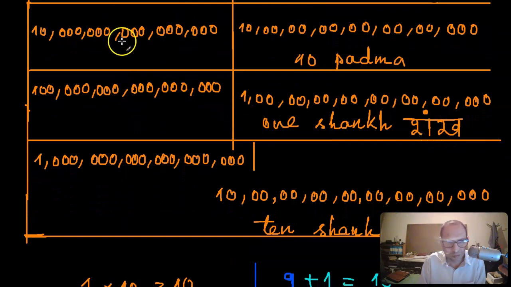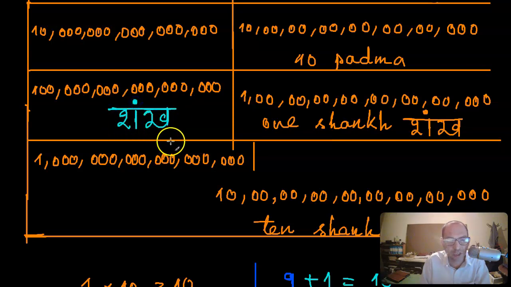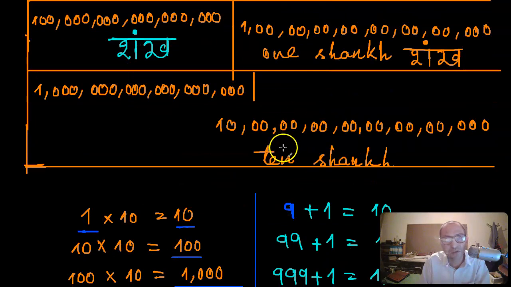After that, the 10 Padma multiplied by 10 becomes this number in the International System of Numeration, which becomes a Shankh in the Indian System of Numeration. That's a Shankh. This is a she, and this is a ke, and this is the ne, so that's a Shankh. And then, of course, one Shankh times 10 would be a 10 Shankh, right? So that's all the very large numbers in the International System of Numeration, and also in the Indian System of Numeration.